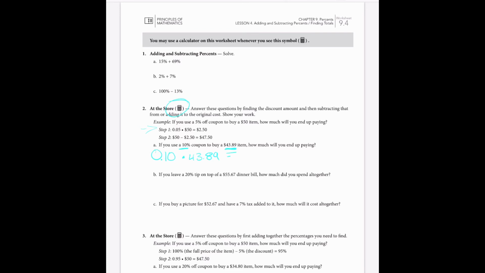This gives us our first total, and our first total is 4.38. All right, 4.38. So remember, since we're talking about money, we don't go any further, okay? So even though it's 4.389, we don't go any further because we don't have anything that's less than a penny. All right, so we stop at the 8. 4.38. All right, so now we go to step 2.